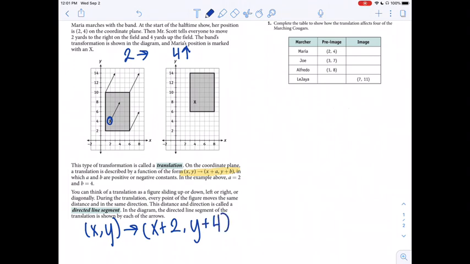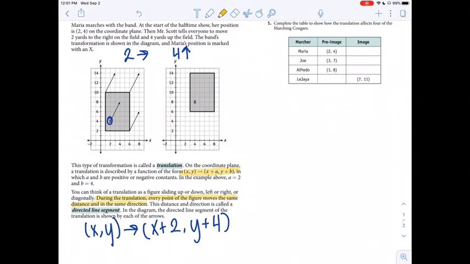You can think of a translation as a figure sliding up or down, left or right, or diagonally. During the translation, every point of the figure moves the same distance and in the same direction. I'll say that again. During a translation, every point of the figure moves the same distance and in the same direction.